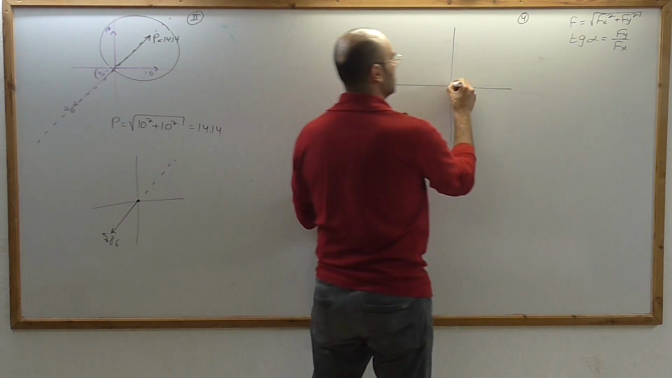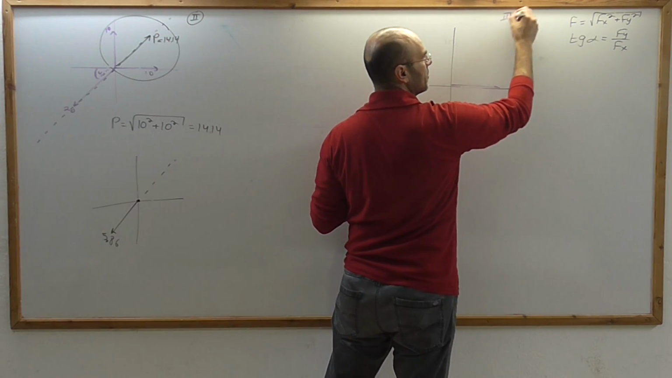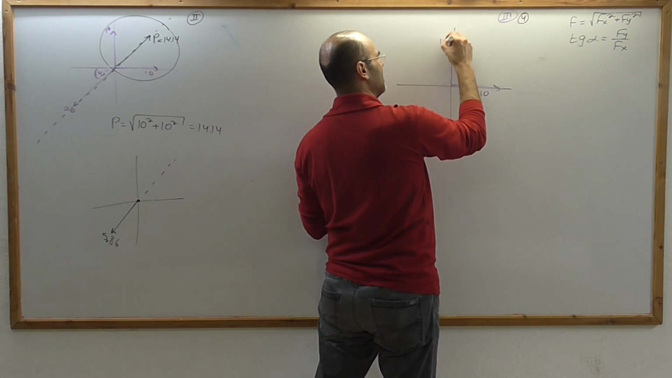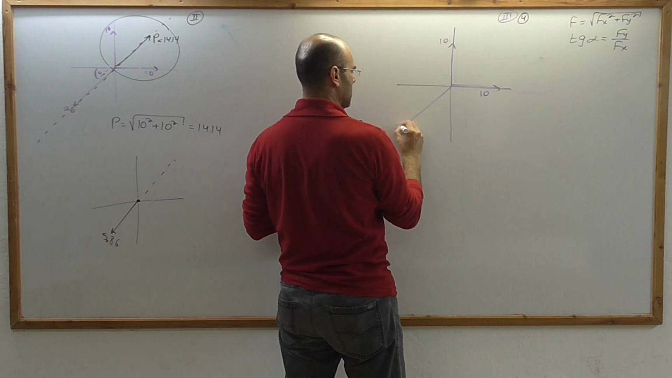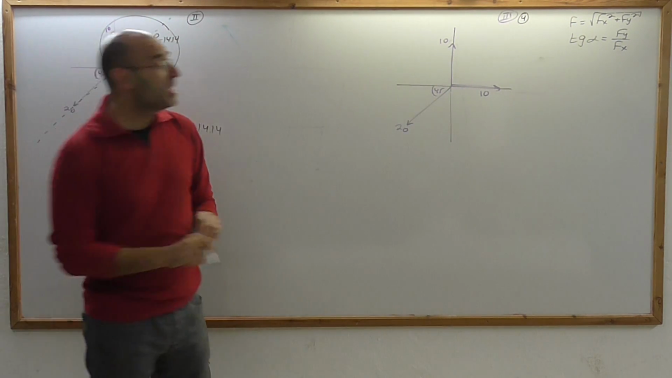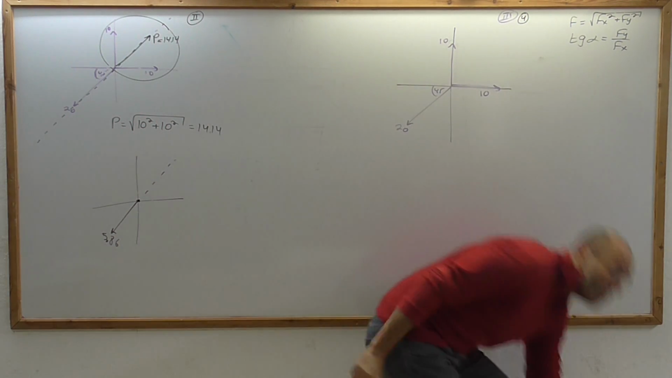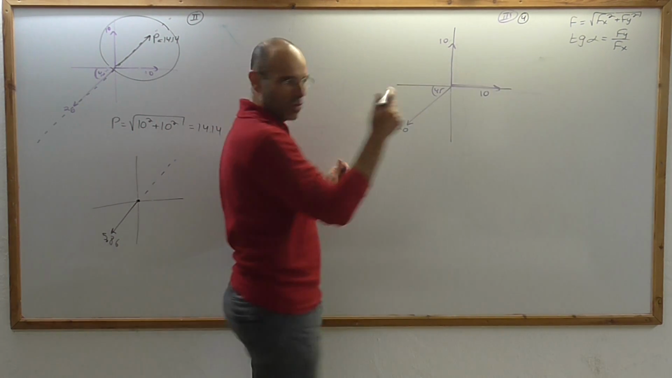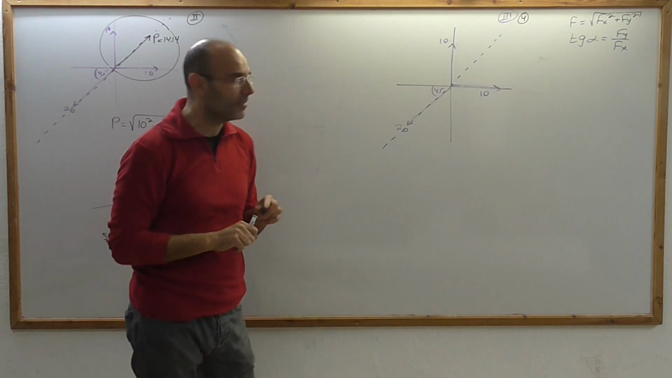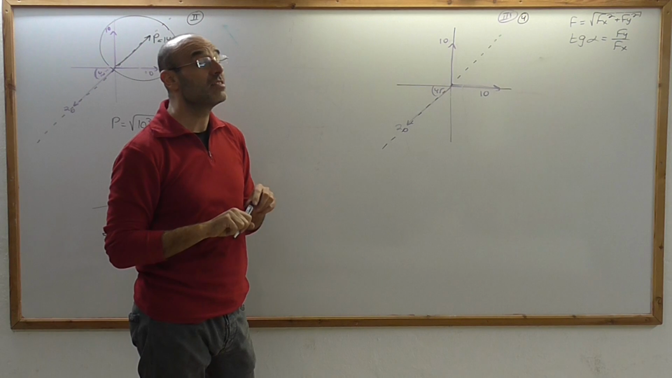Let's draw it again. It was the third way. 10 here, 10 here, and we have a 20 there, 45. Because we know it's a symmetrical problem, we know already that the answer should be somewhere along this line. We can do something different.